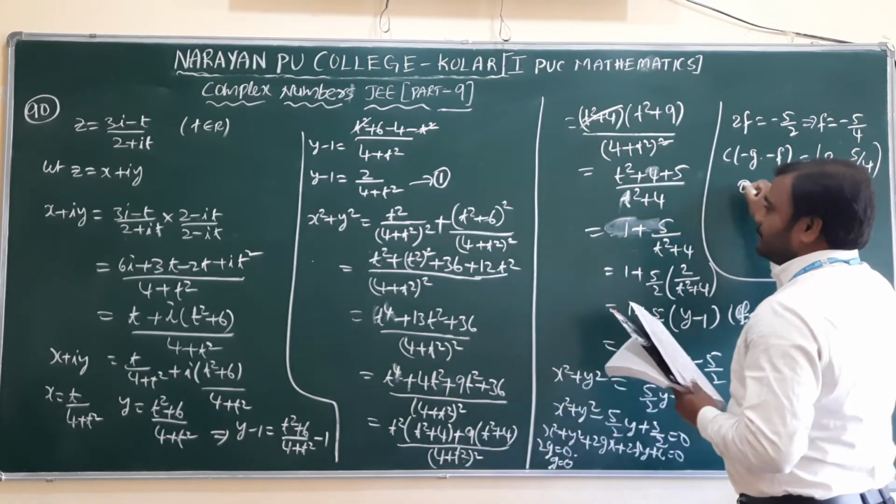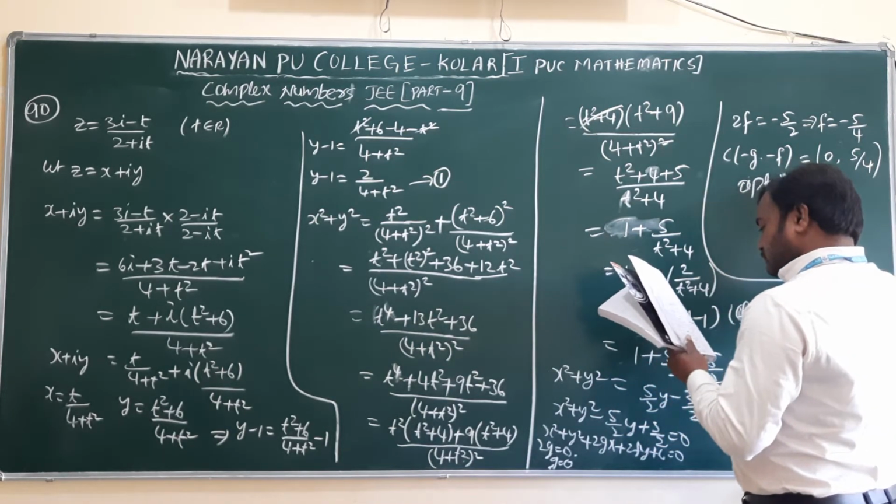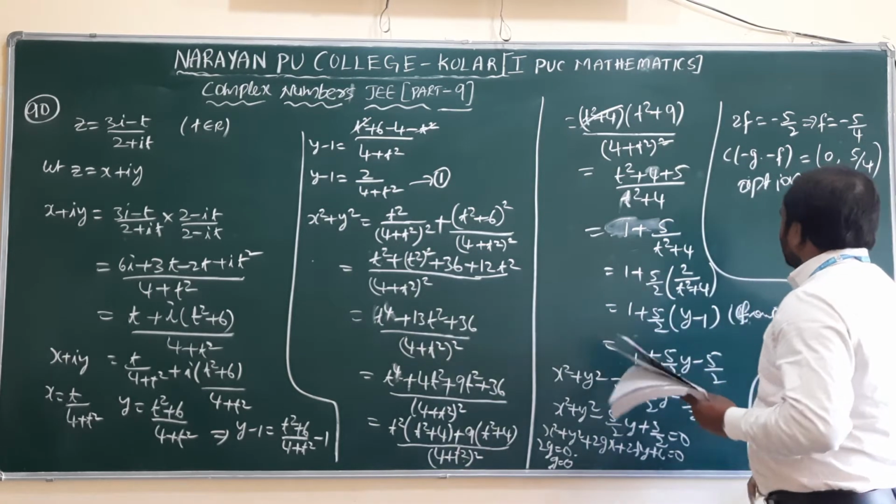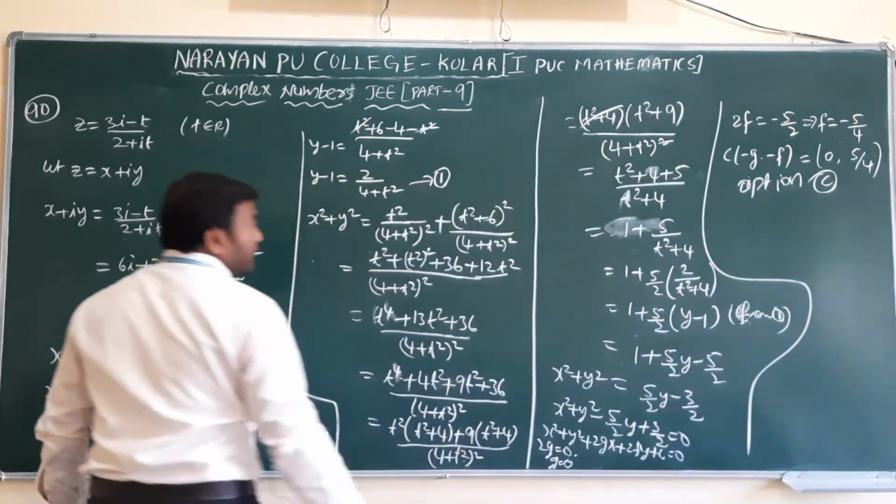Here option C is the correct option. The center is 0 comma 5 by 4.